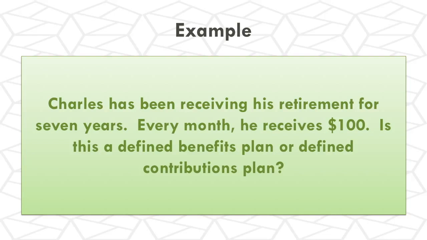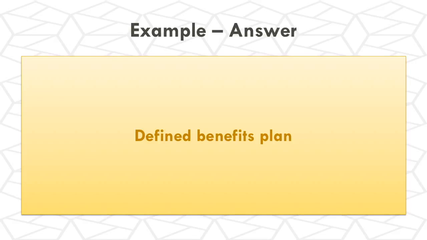Charles has been receiving his retirement for 7 years. Every month he receives $100. Is this a defined benefits plan or a defined contributions plan? Well, after talking to Charles and determining that he received this every month and he did not contribute anything to an account, we're going to determine that it is a defined benefits plan because he receives that same set amount each month.